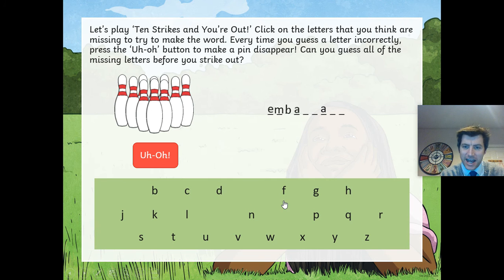So we've got our R, haven't we? We need our R and we need our S. And we have two R's and two S's. So you can see that repetition of the two letters there.